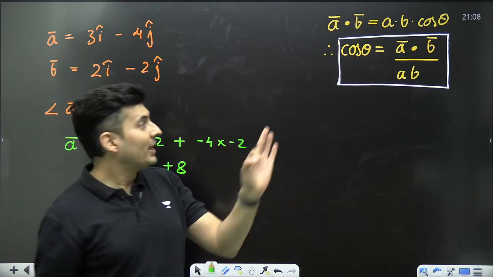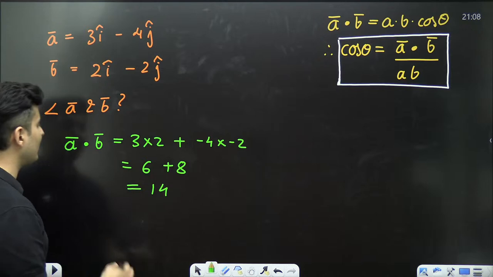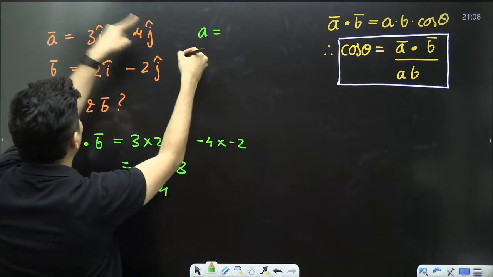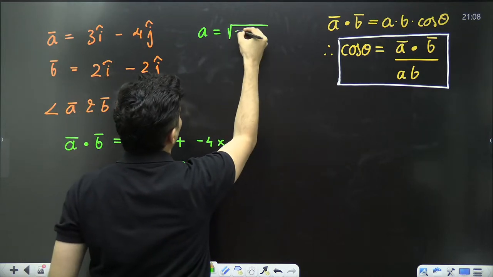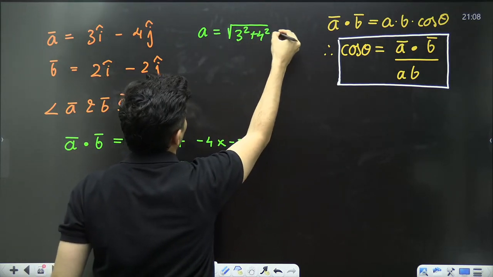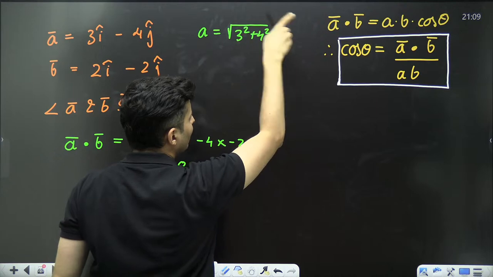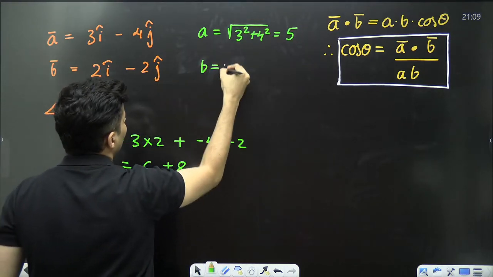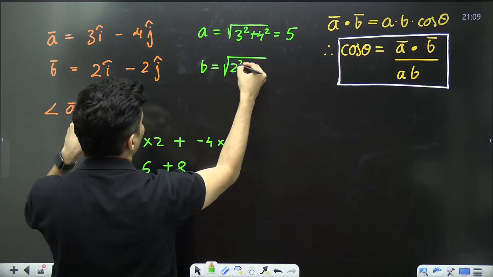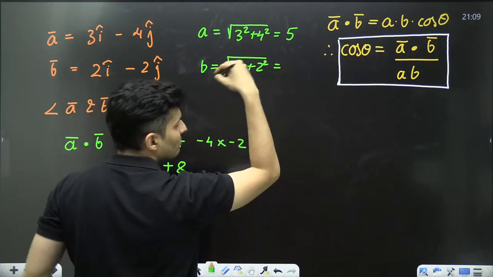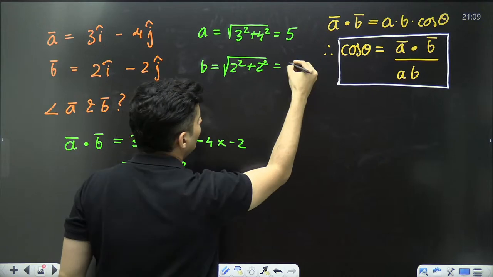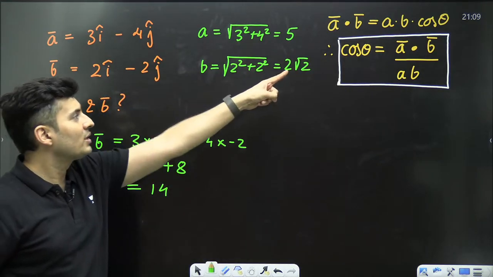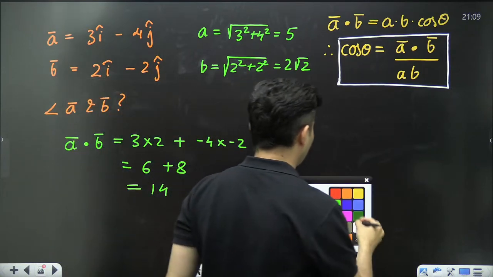Now, what is A and what is B? Find it separately. What is A? A means magnitude. That means root of 3 square plus 4 square, 9 plus 16, 25, root 25 is 5. B's magnitude means root of 2 square plus 2 square. What is it? 2 root 2. Isn't it 2 root 2, guys? Everybody with me? So now use this formula. What else is remaining? Nothing.